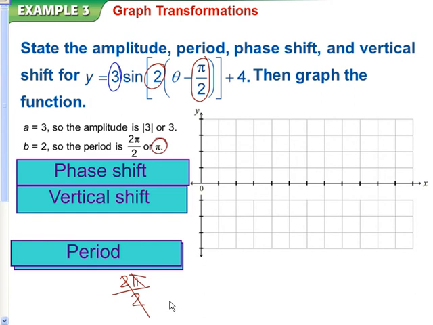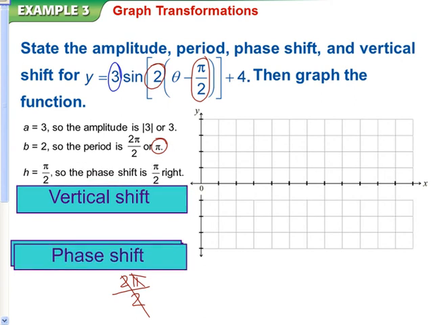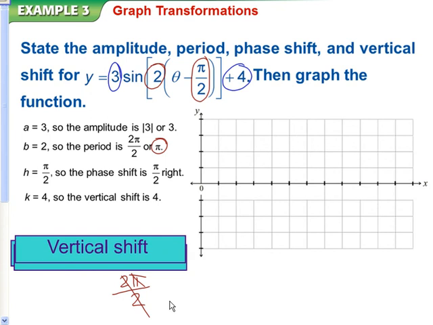Phase shift, that's what I was trying to use before. It's pi over 2, and it's negative, so negative means it's going to go to the right. And then our vertical shift is plus 4. So that means it needs to go up 4. So let's start by graphing our midline. Our midline moved up 4.